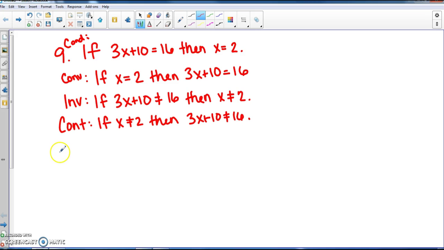So I'll just pick one of those, and I'll pick number 13. On this one, decide whether the statement is true or false. If it's false, provide a counterexample. So remember, counterexamples prove that the statement is false. So then on number 13, supplementary angles are always linear pairs. So remember, linear pairs look like this.